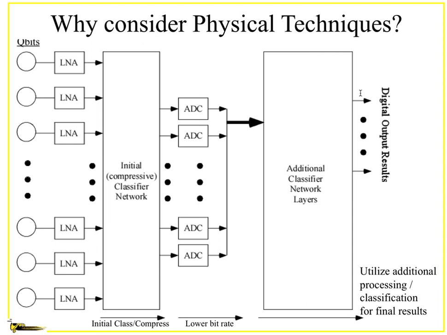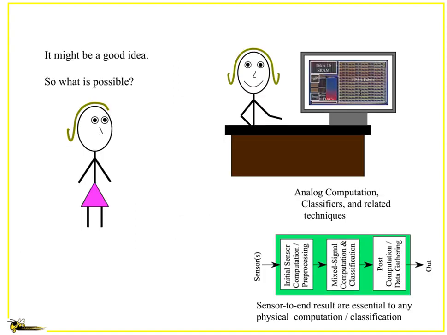And so I think there are some really interesting opportunities here, and you think, okay, this is great. So this might be a good idea, so what's possible? And what's possible in these ideas goes from sensors to some form of classification, maybe all the way through, maybe in some cases partial, but you are always looking at questions from sensors all the way to the end. And so what we're going to talk about here is what you could imagine doing from an analog computing perspective, or again, related classifiers and related techniques, and what's possible in this space. So let us continue with this presentation.